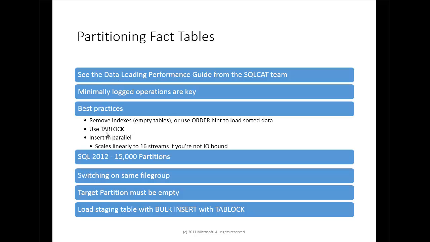Again, speaking really high level here, you want to make sure that you remove any indexes, so you're inserting into empty tables for your switch tables, for your stage tables. You can actually use an order by hint, particularly if you have a clustered index on your fact table. Ultimately, you can have those things pre-sorted so that it reduces the processing of the data. You can use TABLOCK, and you can insert in parallel, and it scales linearly to about 16 streams if you're not I/O bound. And this is particularly important.